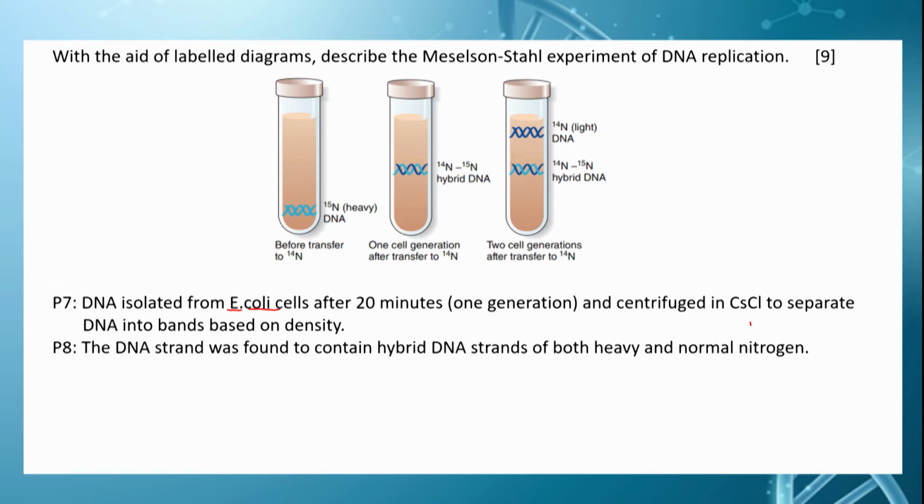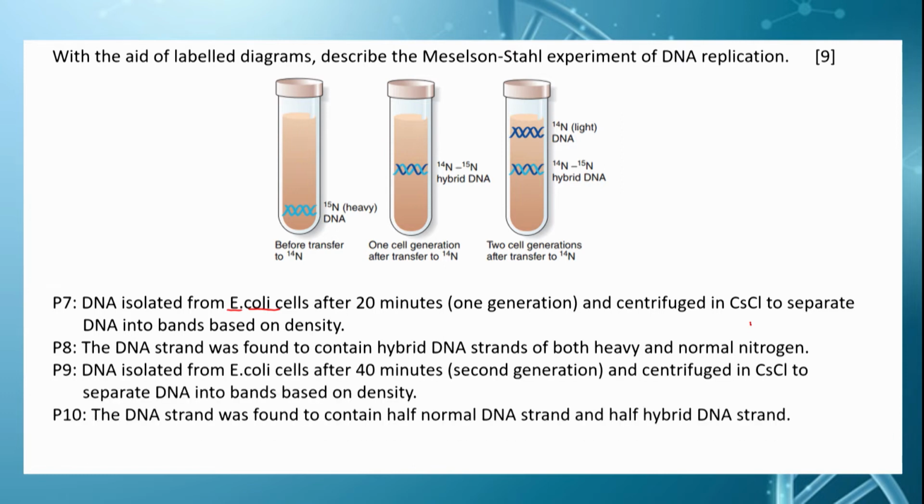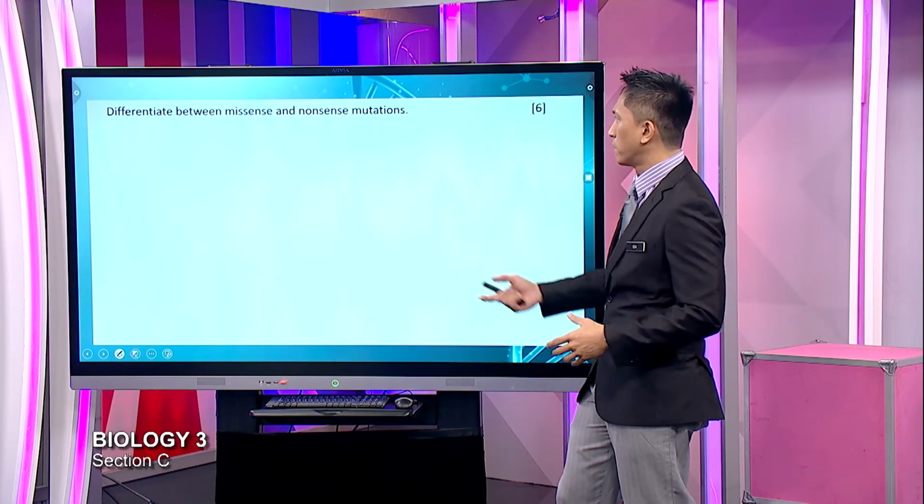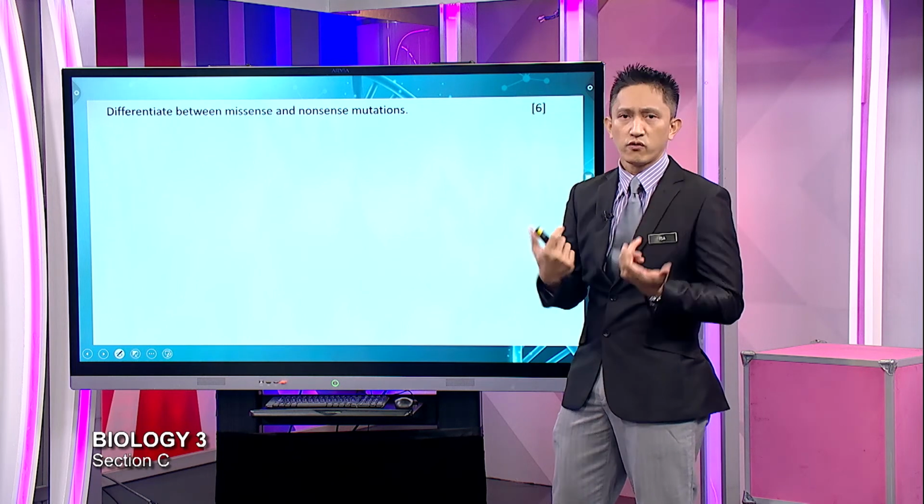That will give you the 8 point. And then DNA isolated from the E. coli cells after 40 minutes and centrifuged in cesium chloride to separate DNA into bands based on density. That will give you 9 point. Okay. Then the DNA strand was found to contain half normal DNA strand and half hybrid DNA strand. Itu markah yang 10. Right. Now, without any further ado, let's continue with the differentiation type of questions.